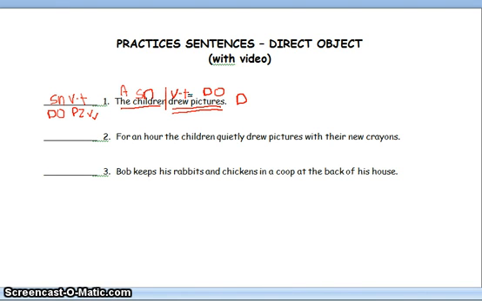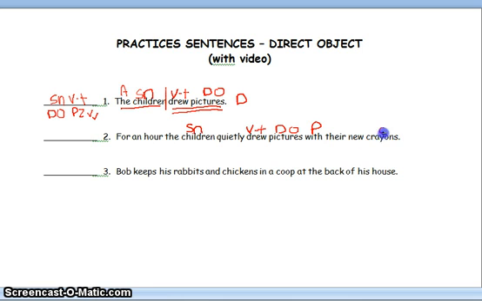So let's go ahead and do sentence number 2. For an hour, the children quietly drew pictures with their new crayons. Who quietly drew pictures with their new crayons? Children. Subject noun. What is being said about children? Children drew. Verb. Children drew what? Pictures. Verify the noun. Does pictures mean the same thing as children? No. Pictures, direct object. Drew, verb transitive.